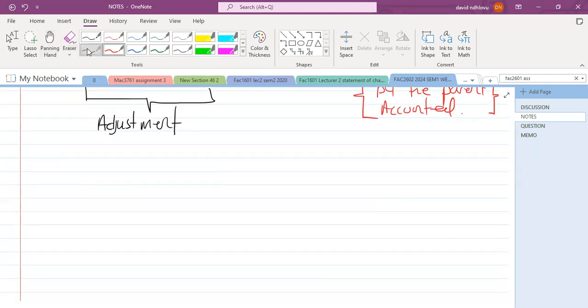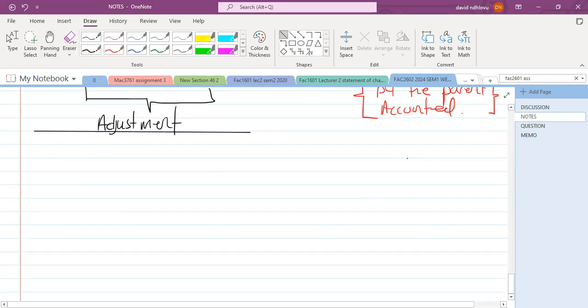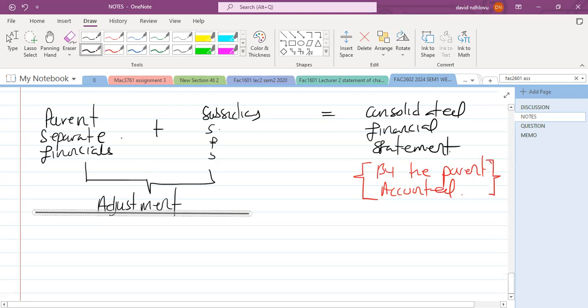Then we come to what we call adjustment. Before we go far with consolidation, I'll come to adjustment.